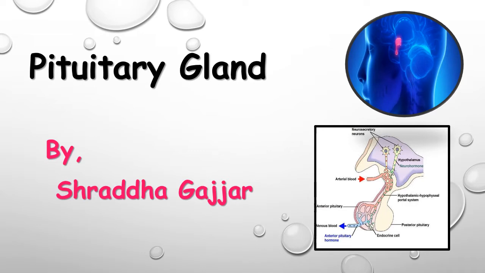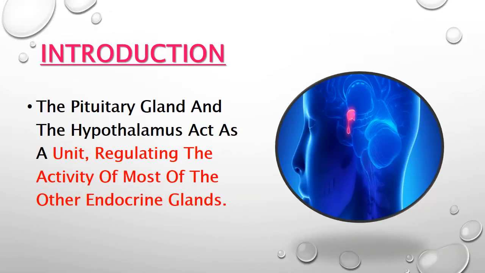Now, today my topic is the pituitary gland in the endocrine system. We will see the anatomy and physiology of the pituitary gland. First, we will see the introduction of the pituitary gland. The pituitary gland and the hypothalamus act as a unit for regulating the activity of most of the other endocrine glands. Both are master glands, controlling and regulating the activity of the other endocrine glands.